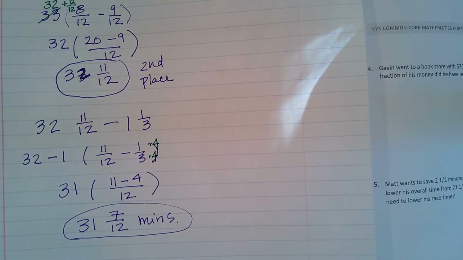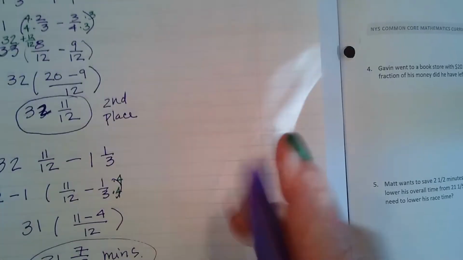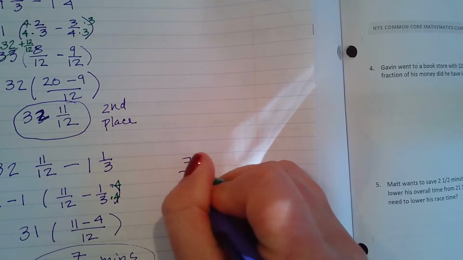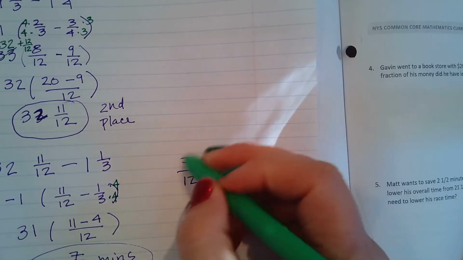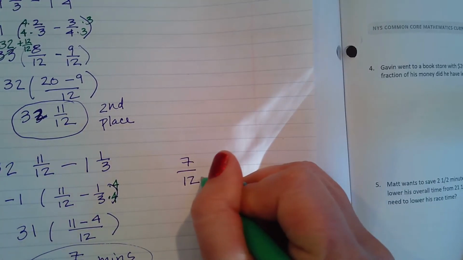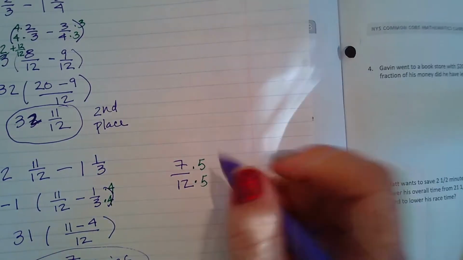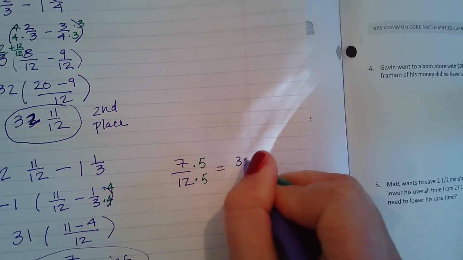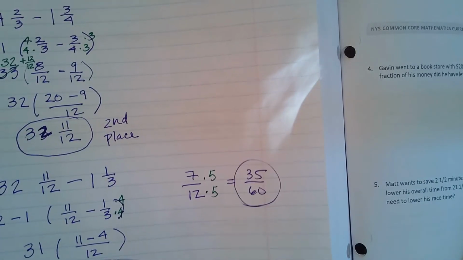Well, you know there are 60 seconds in a minute. So let's go ahead and convert 7/12. What do I have to multiply by in order to turn the denominator to 60? We're going to multiply by 5, right? So now you end up with 35 over 60, and that is 35 seconds.